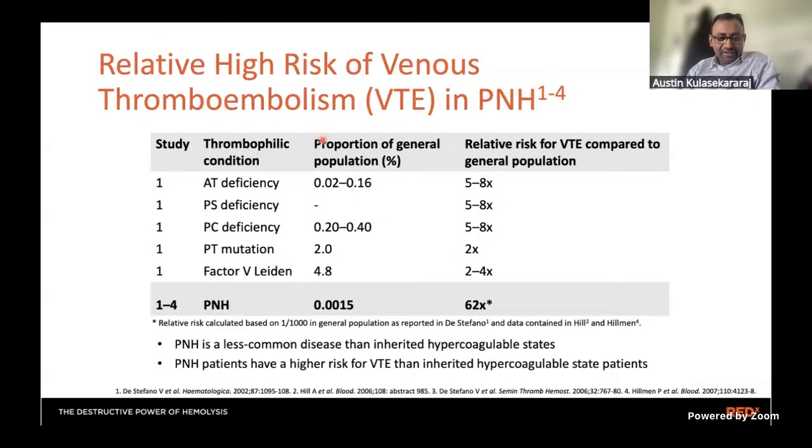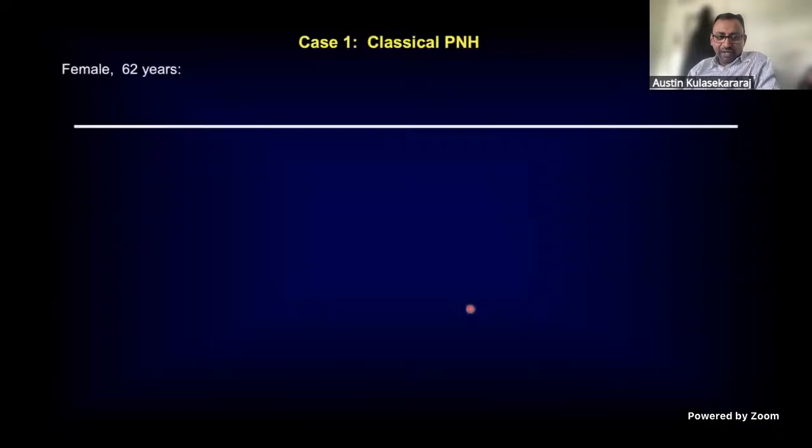I don't know whether you guys still use the thrombophilia screen, prothrombin, protein S, protein C. We've stopped doing it because we know the risk of getting VTE is about 2 to 5-fold. But if you have a PNH, the risk of getting a VTE is about 62-fold. So it's important, even if you pick up one patient.